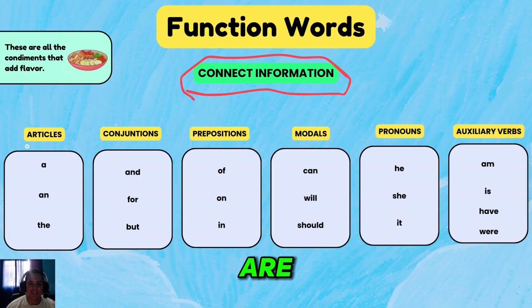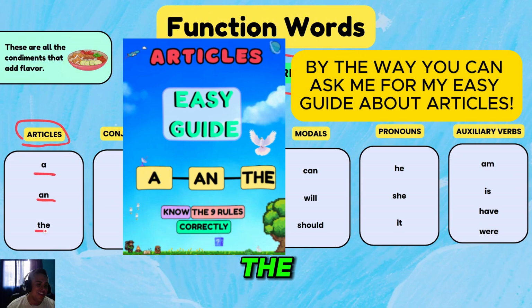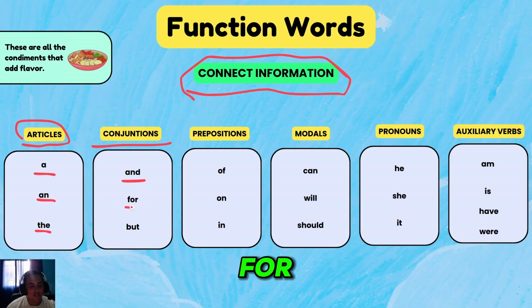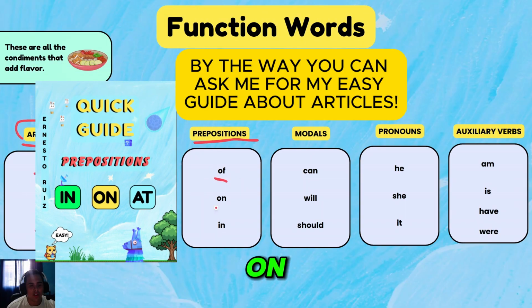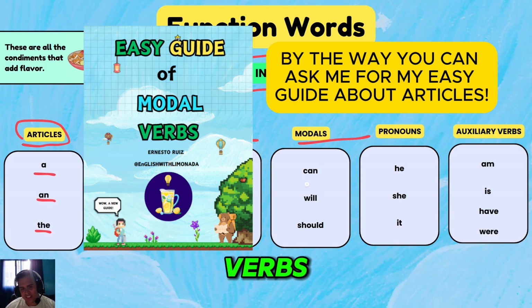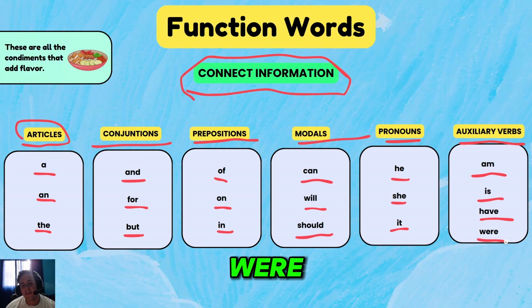So, what are the function words? They are articles like a, an, the. They are conjunctions like and, for, but. They are prepositions: of, on, in. They are modals, meaning modal verbs: can, will, should. They are pronouns: he, she, it. And they are auxiliary verbs: am, is, have, were, which is the verb to be, auxiliary verbs.